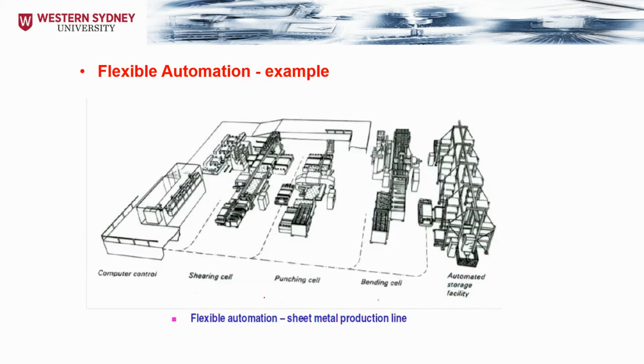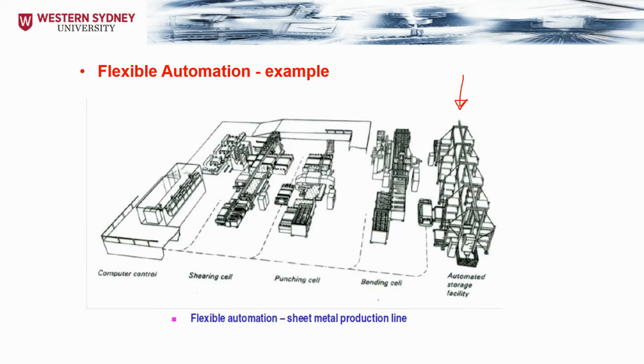An example of a flexible automation system is the sheet metal production line, which is going to use high-investment machines with multiple operations. Now, in this example, we're going to start from this point. This will be the aisle which is going to have the automated storage facility. Some of the stored material is going to be finished parts, and some of the stored material is going to be raw material.